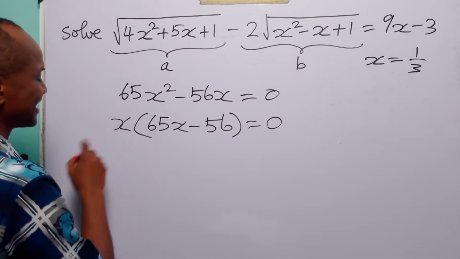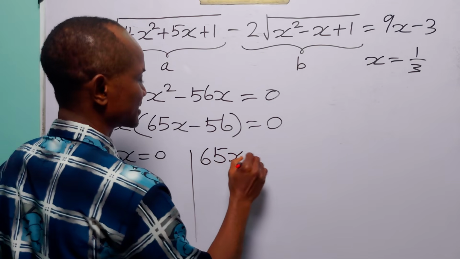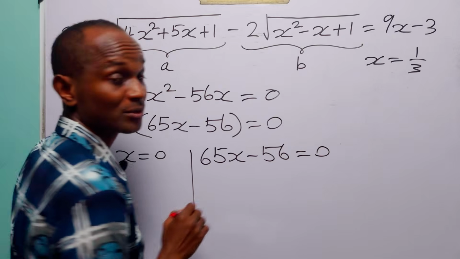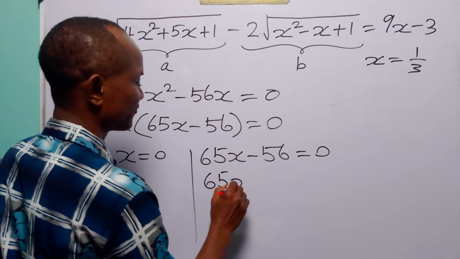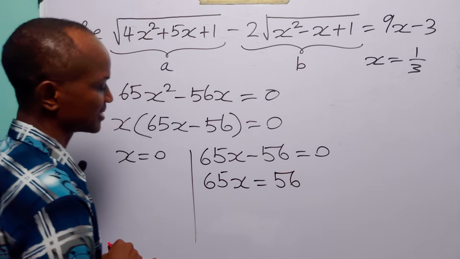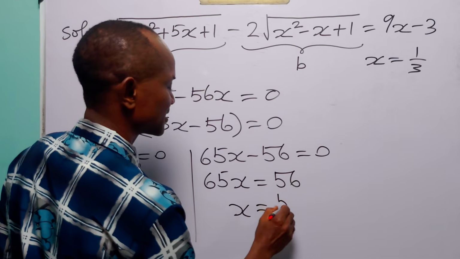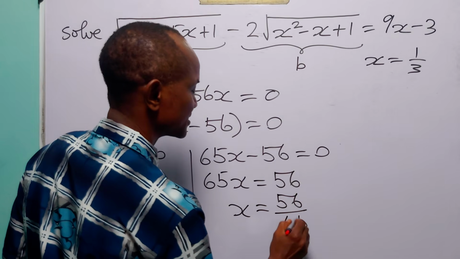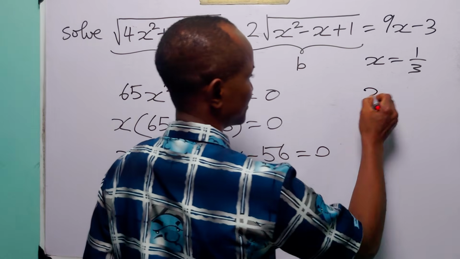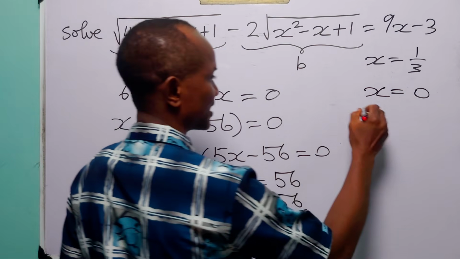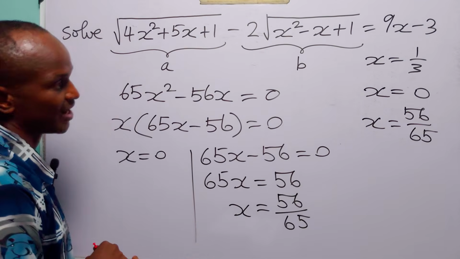Now, from here, we have that either x is equal to 0 or 65x minus 56 is equal to 0. Adding 56 to both sides of this equation, we have that 65x is equal to 56. And dividing both sides of this equation by 65, we have that x is equal to 56 over 65. So now we have two more values of x. We have that x is equal to 0, and we have that x is equal to 56 over 65.